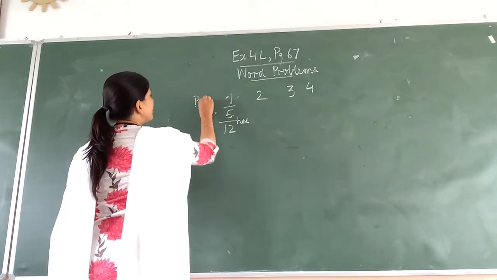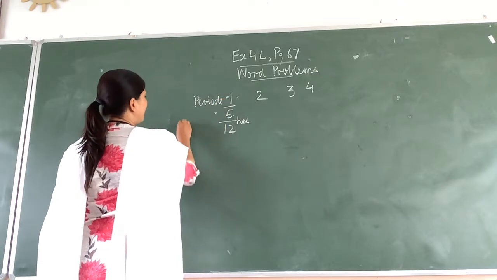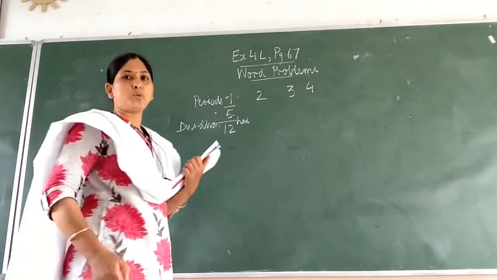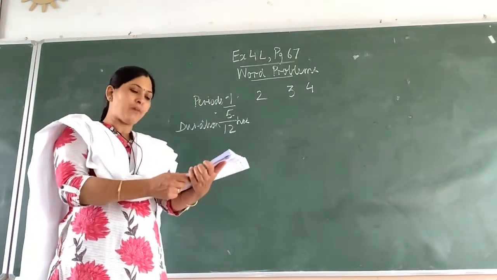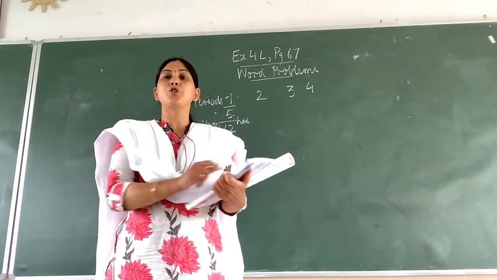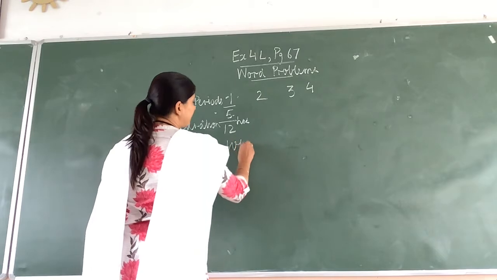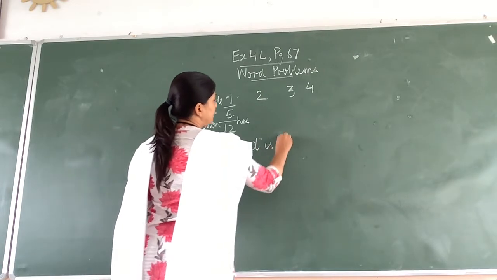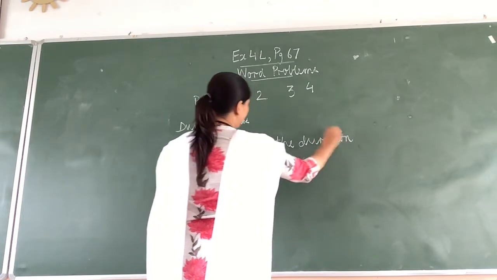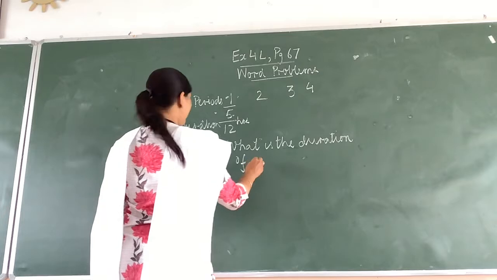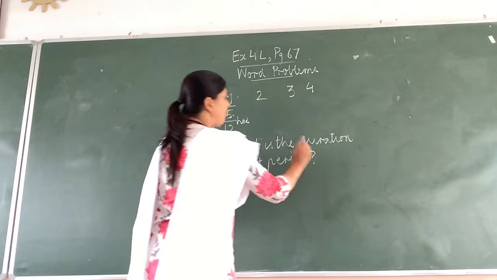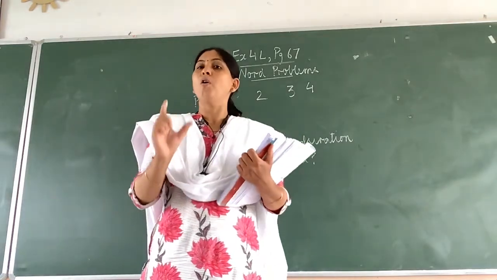She takes 4 periods and the duration of each period is 5/12 hours. Now we have to find, see the question given in the problem sum. What is the duration of 4 periods? We have to find the duration of 4 periods. So what has to be found, children? We have to find the duration of 4 periods.